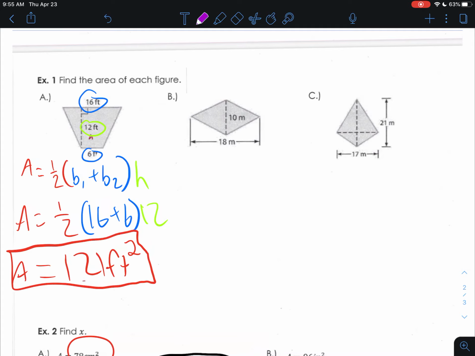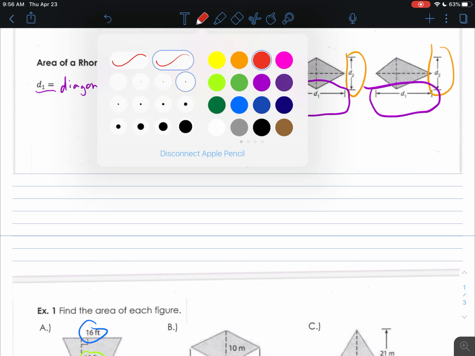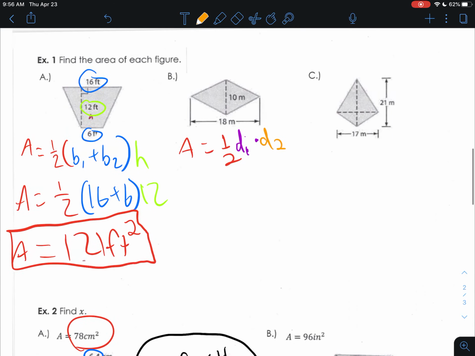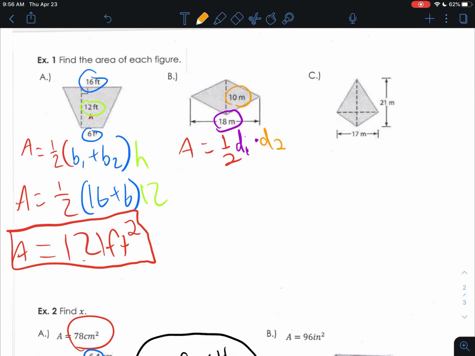First thing we have to identify, I'm going to write out the formula, is A equals 1/2 D1 times diagonal 2. So now I'm going to circle diagonal 1, circle diagonal 2, and let's simplify the formula.